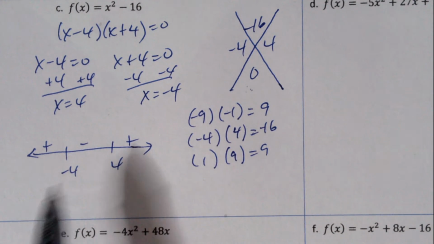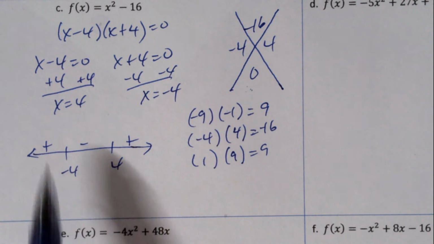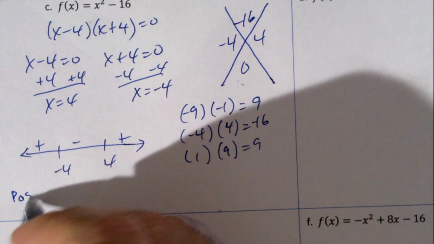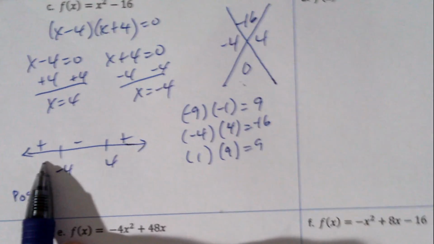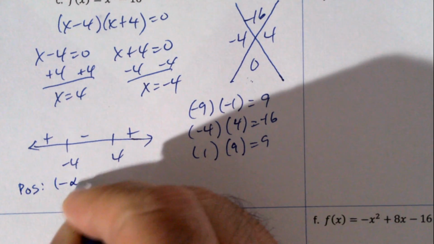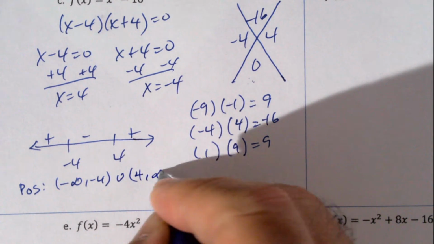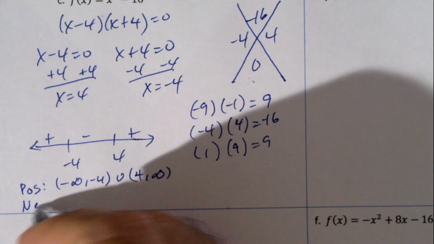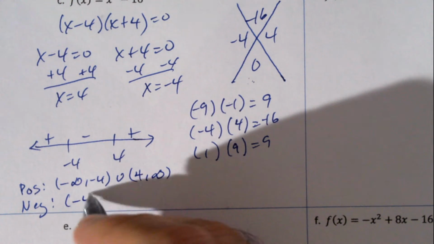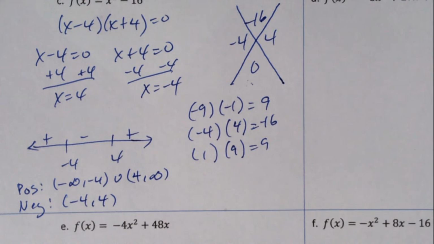All right. Let's see here. So we're going to make our answer. It's positive from negative infinity to negative 4, and 4 to infinity. And it's negative from negative 4 to positive 4. All right. Let's go on to D.